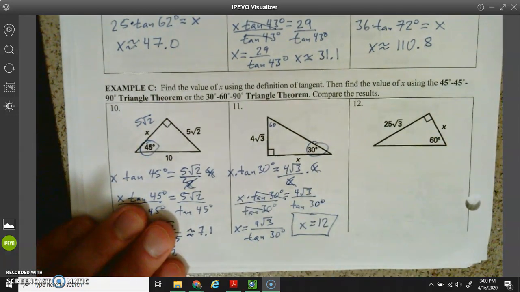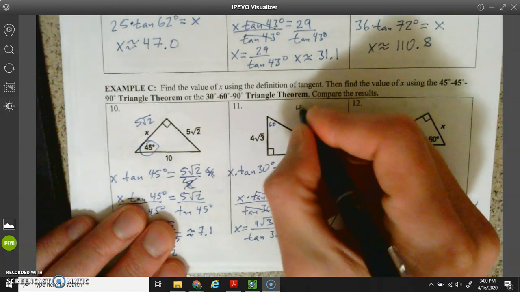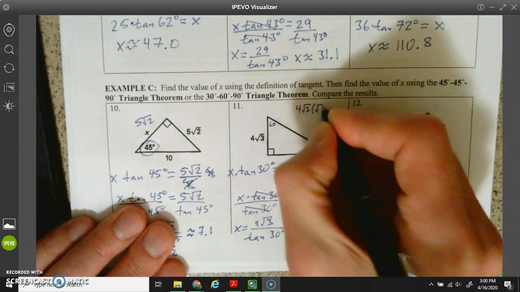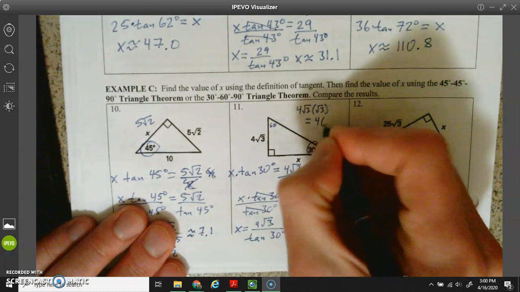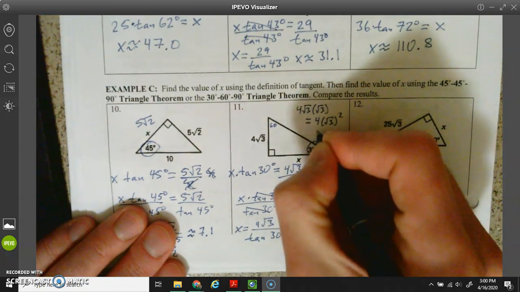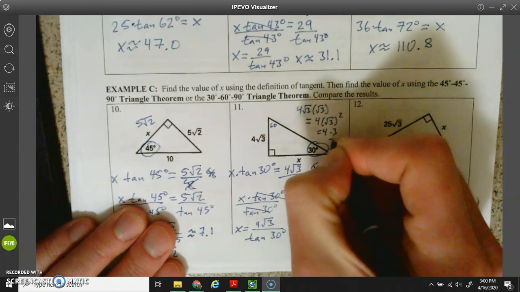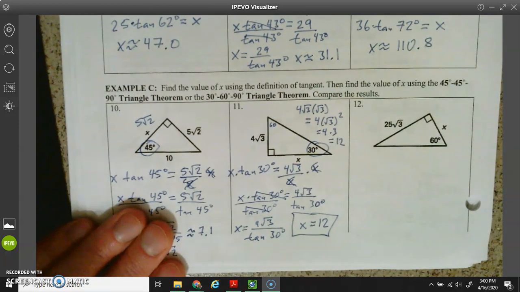So we verified it using our 30, 60, 90 as well. 4 square root of 3 times square root of 3 is the same as 4 times square root of 3 squared, which is 4 times 3, and that's why it's 12.